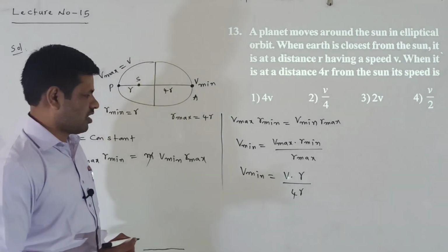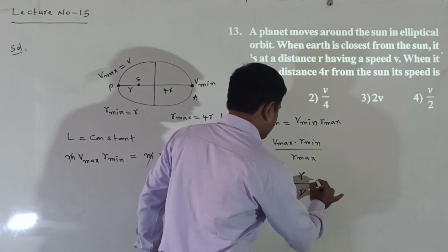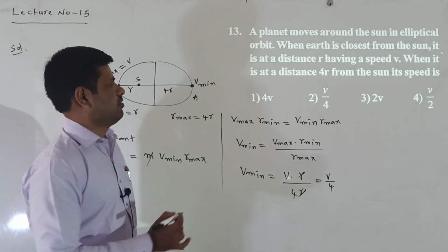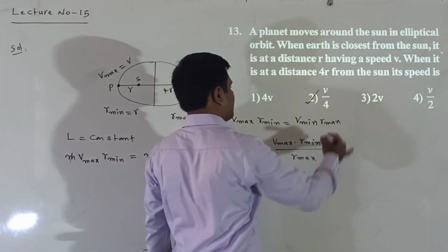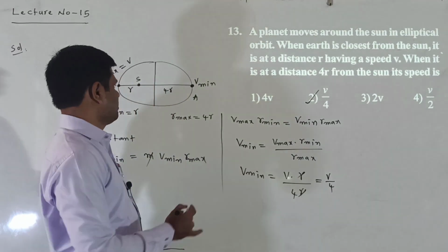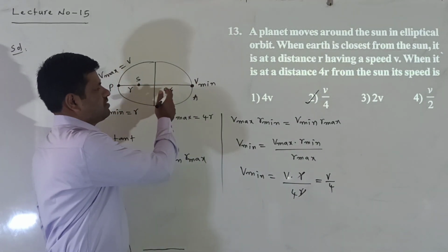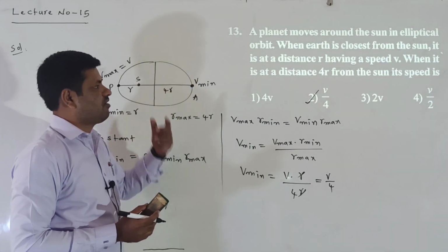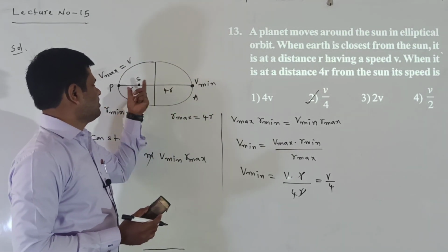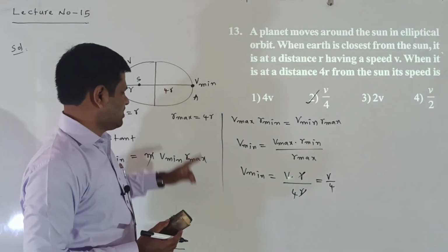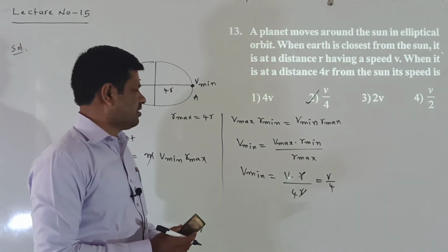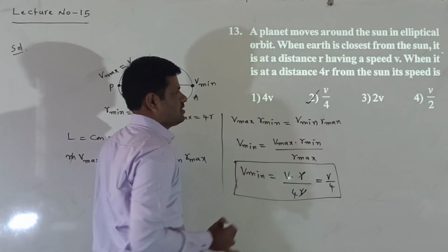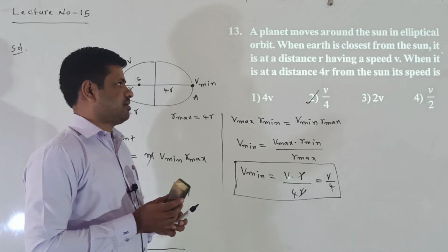This distance is 4r. So r gets cancelled. What are we getting here? V by 4. Means V minimum is equal to V by 4. Which option is correct here? Second option is correct. This V minimum is the velocity at a distance of 4r, the longest distance from the sun. At this distance the velocity, that is V minimum, is equal to V by 4. So the second option is correct.